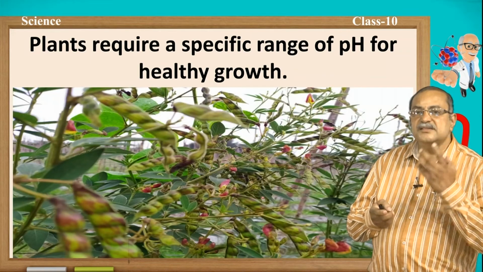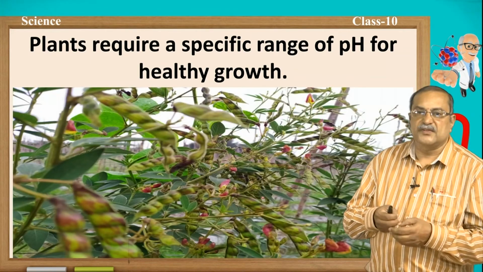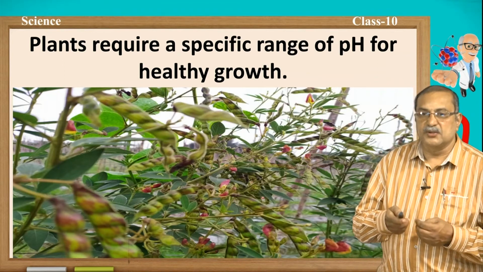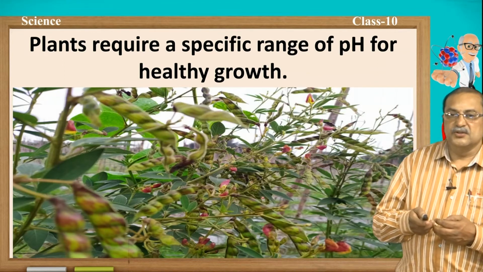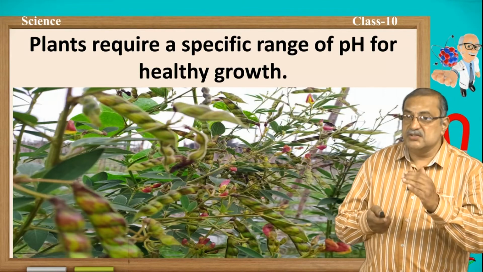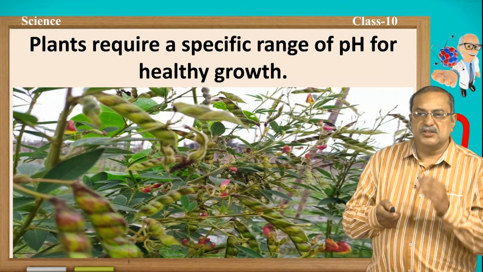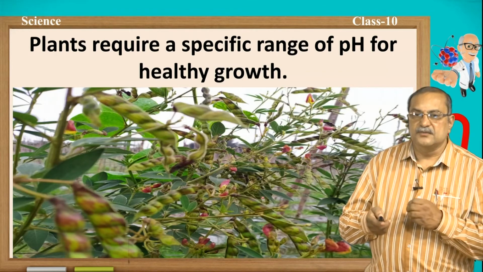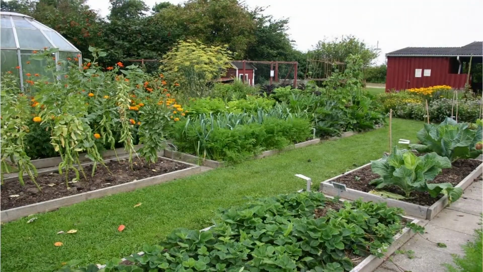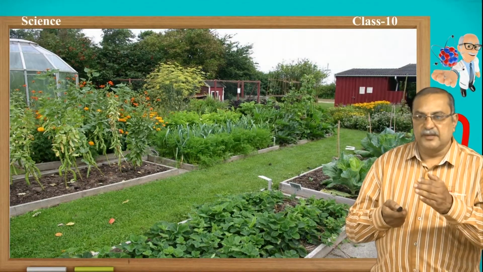Okay. See, plants require a specific range of pH for healthy growth. See, the healthy grown plants which we have taken here are going to be healthy when the pH is in the specific range. Each and every plant requires one specific range of pH. See, different plants are there, so different plants require different pH. That is why they add some chemicals, bases or acids, to maintain the pH value. Okay. So, by that the plants will grow luxuriantly.